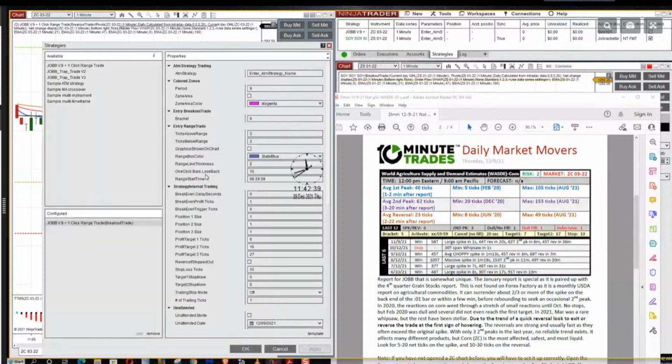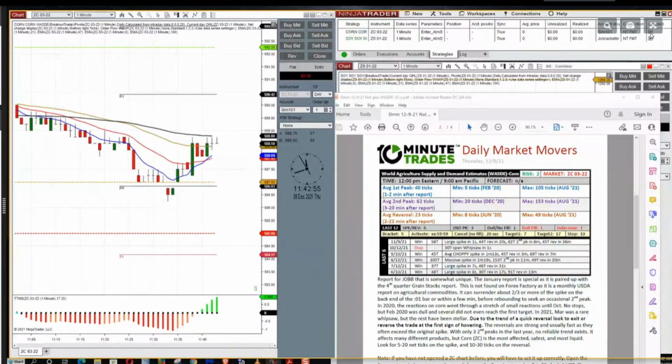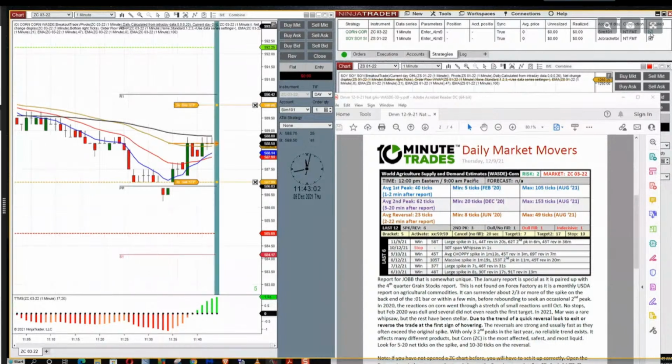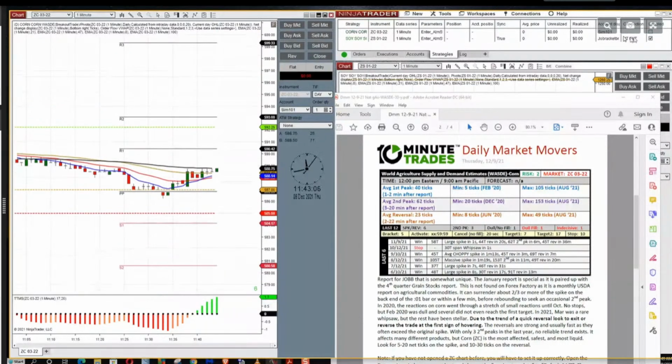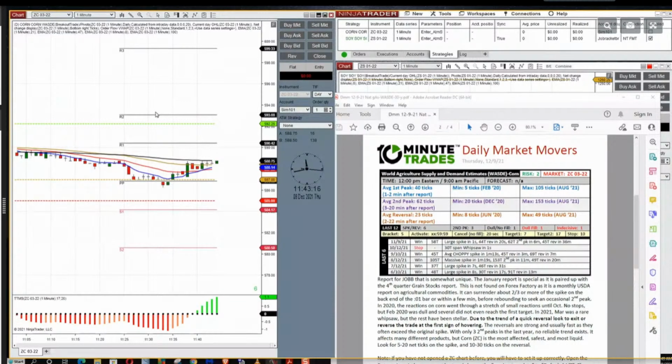I look up there, and it says JOBB, the name of the software. I want it to be labeled corn, so I can differentiate it very clearly from my other soy trade. Because if I have to move my brackets, or if I have to change my trade, I want to know exactly where everything is located.